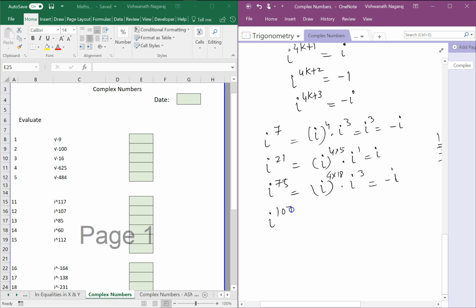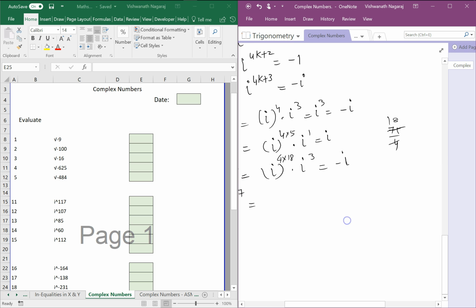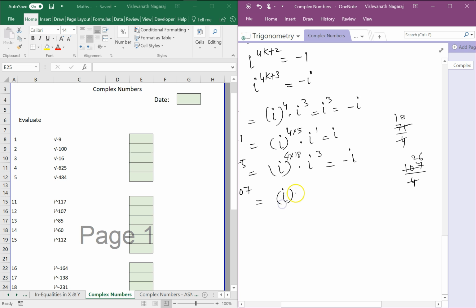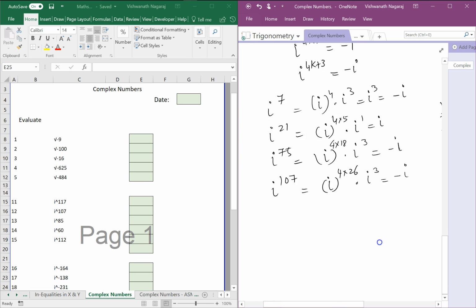i to the power of 107 gives you what? 107 divided by 4. 4 twos are 8, 2 remainder, 27. 27 means 4 sixes are 24. Yes, and you are left with 3 remainder. So i to the power of 4 into 26 and i to the power of 3 remainder. So again here also, minus sign.